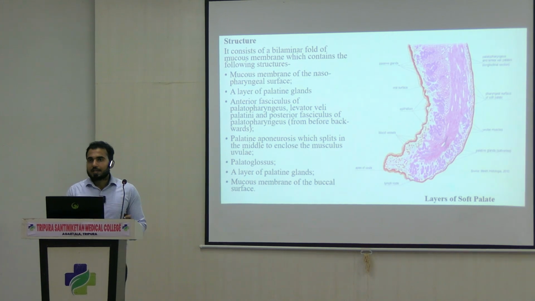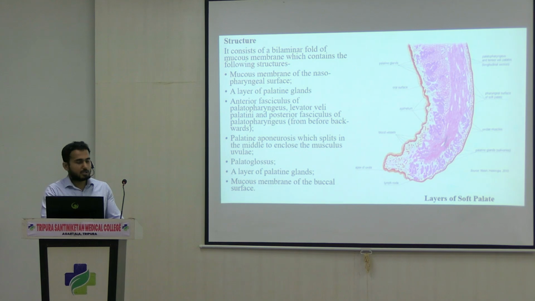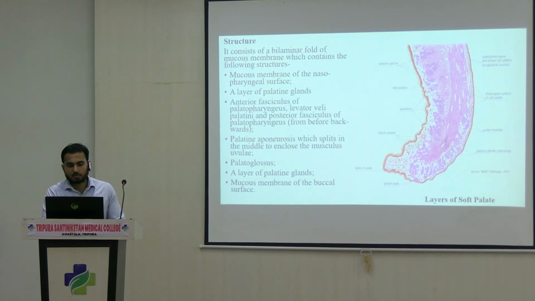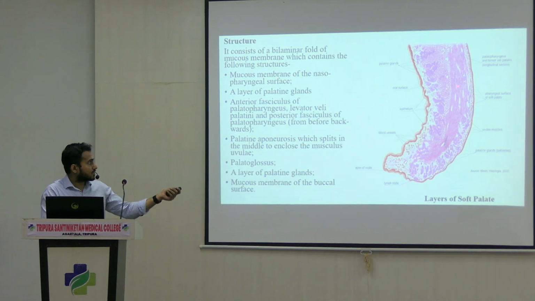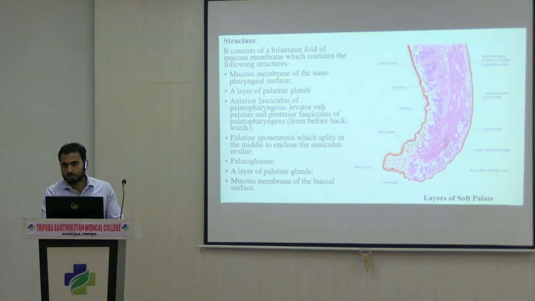Next, in between, other structures are also present. For example, next to this layer, the palatine glands are present, the layer of palatine glands. Then you can see these are the muscles. Different muscles are present. Extrinsic and intrinsic muscles are also present in the soft palate. Then the palatine aponeurosis, which is not shown over here, is also there.